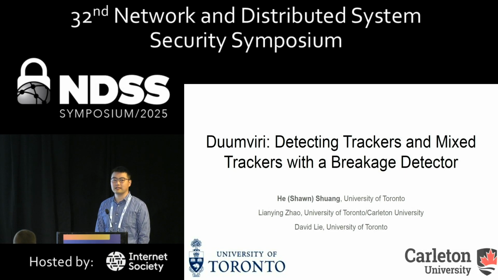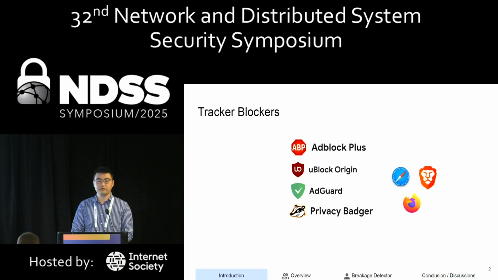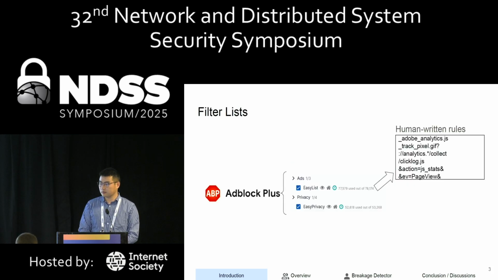I'm here to present Duumviri: detecting trackers and mixed trackers with a breakage detector. Many of you have used content blockers to protect your privacy, such as the ones shown on this slide. The way they work is by checking requests against filter lists, such as EasyList and EasyPrivacy.